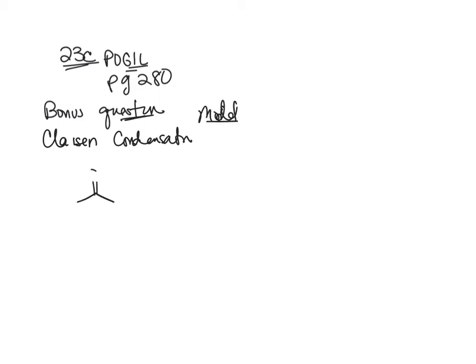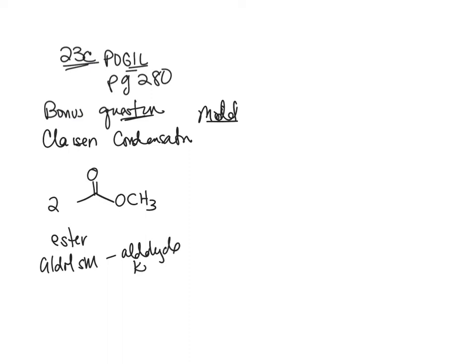Okay, so in Model 1, you see you have an ester. So the starting material of a Claisen is an ester. The aldol starting material was either an aldehyde or a ketone. The Claisen is an ester. And because you have esters, you want to avoid two reactions: saponification reactions, and transesterification.